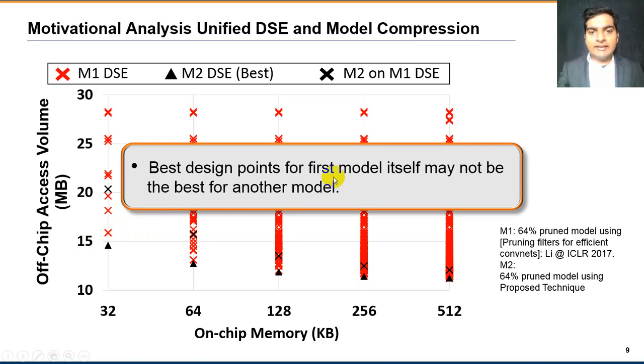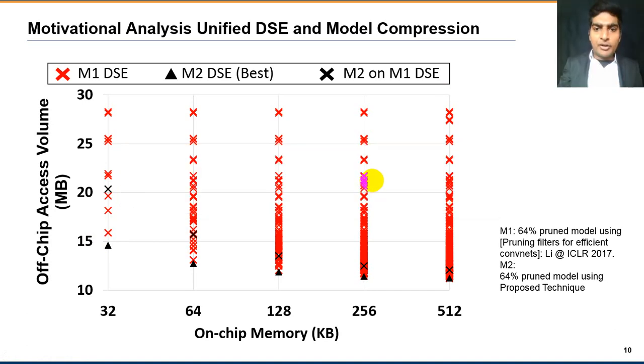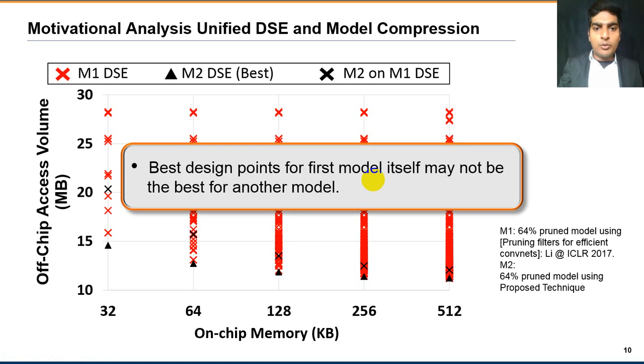If the DSE is carried out with respect to Lee's model, this is the best off-chip access that we can get. However, if the same design parameters are utilized for any other pruning technique, we get performance degradation. However, if the design space exploration was carried out with respect to M2 itself, we can get a better design point. That's why it is important to consider design constraints while pruning the model.